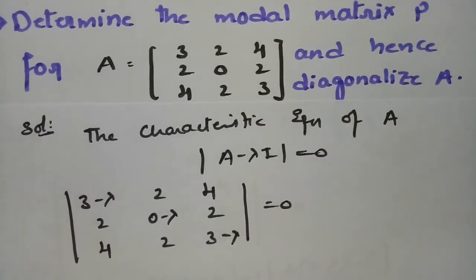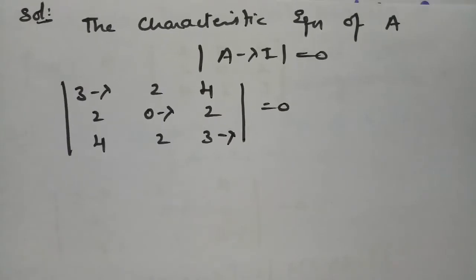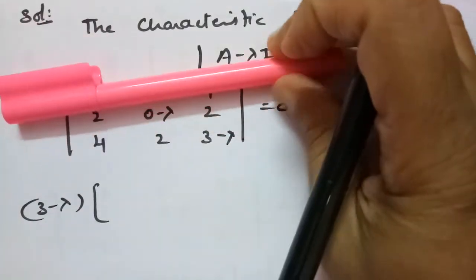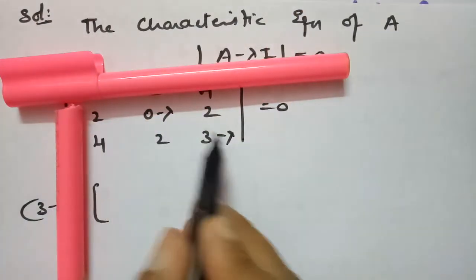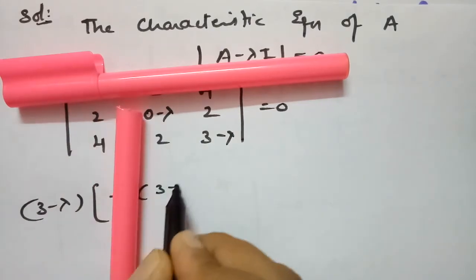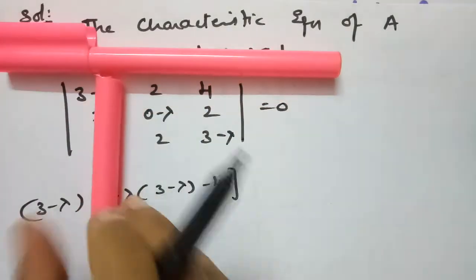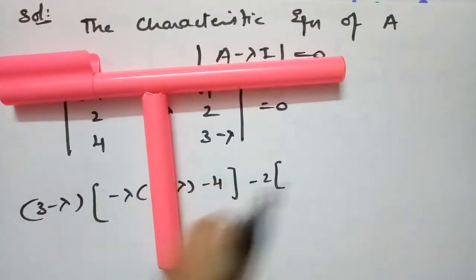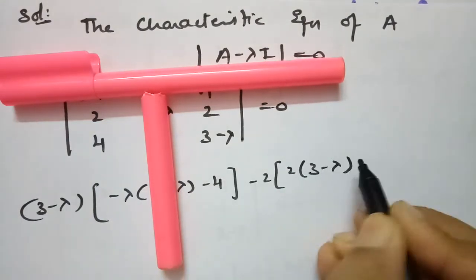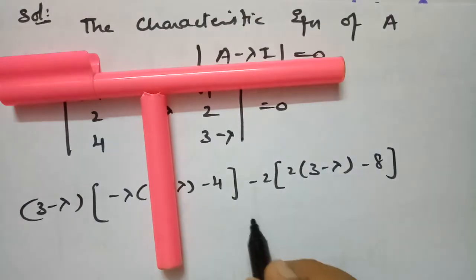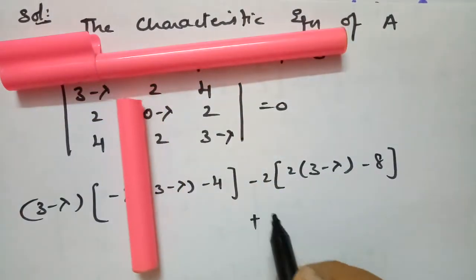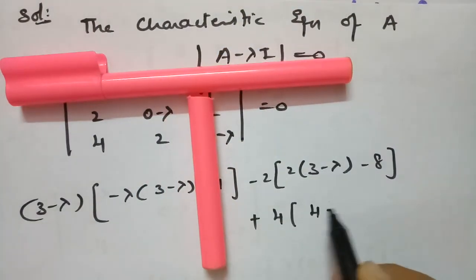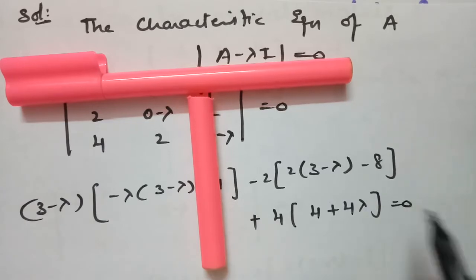First of all, I am going to expand along the first row. So this will be 3 minus lambda times, now I have to close this row as well as this column. So this will be minus lambda times 3 minus lambda minus 4, and the next one is minus 2 times, now I close this row and column. So this will be 2 times 3 minus lambda, minus 8, and next, plus 4 times, now I'll close this row as well as this column, 2 times 2 is 4, minus of minus, plus 4 lambda, is equal to 0.